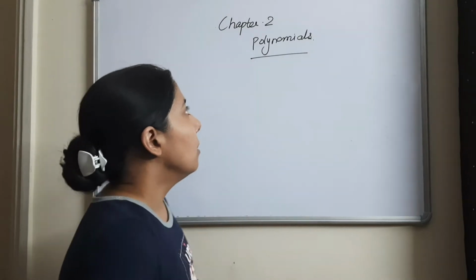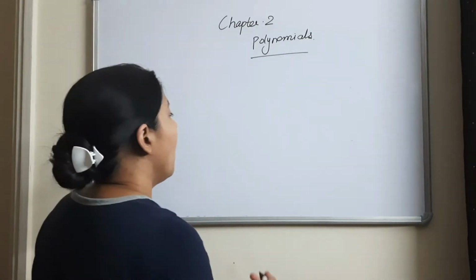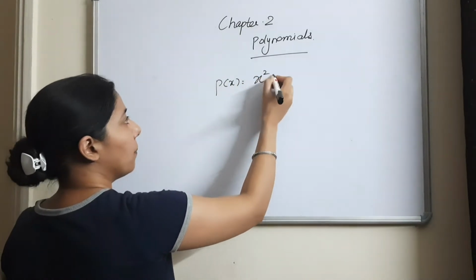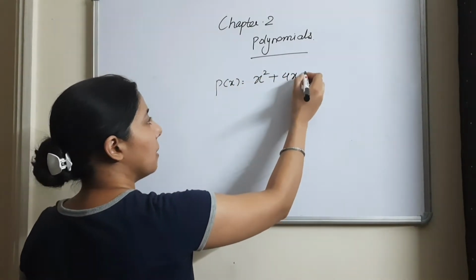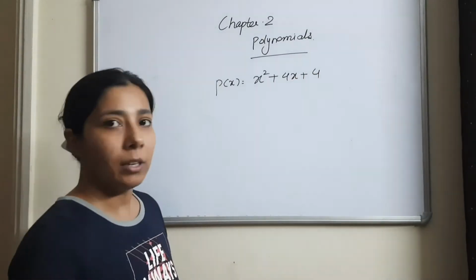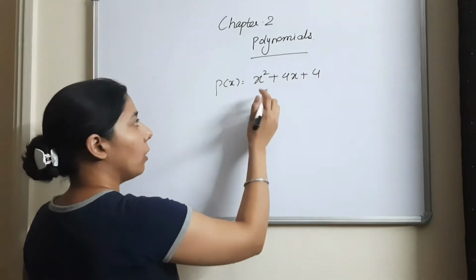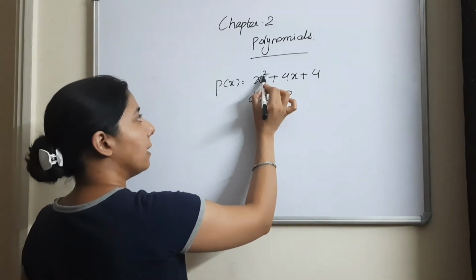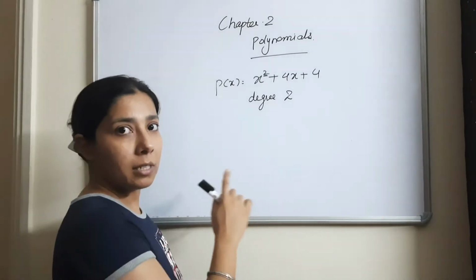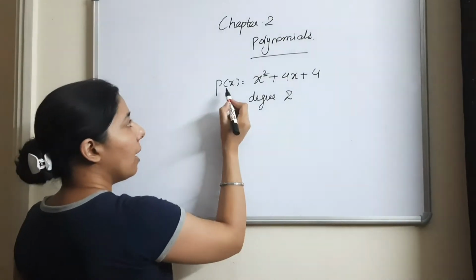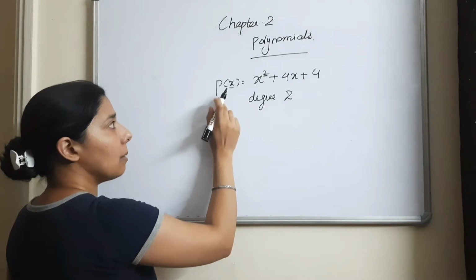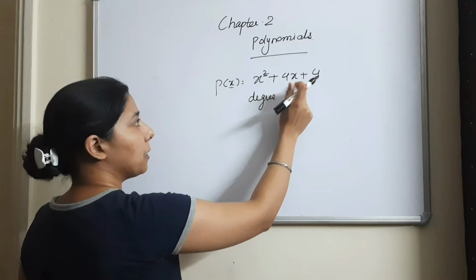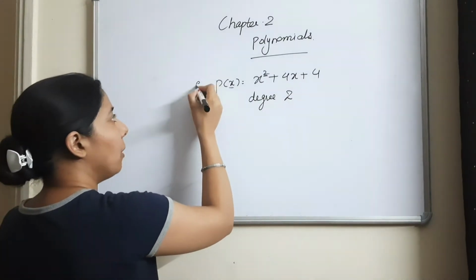So what is a polynomial? If I write p(x) is equal to x square plus 4x plus 4, this is a polynomial of degree 2. Why degree 2? Because the highest power of x is 2. Why have I written x here? Because this is a polynomial in x. So the polynomial is x square plus 4x plus 4. This is an example of a polynomial.